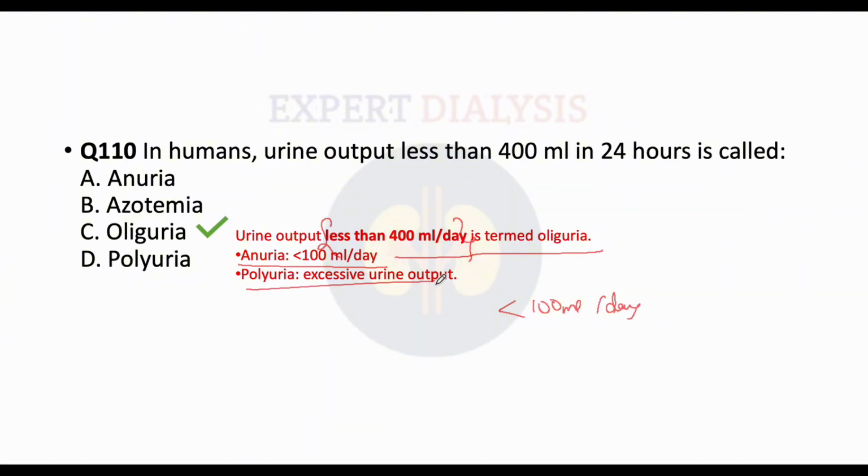Polyuria is excessive urine output. So these three are important terminologies when we talk about the urine output. So you have to be aware of all these three definitions. So this was all about this particular part.